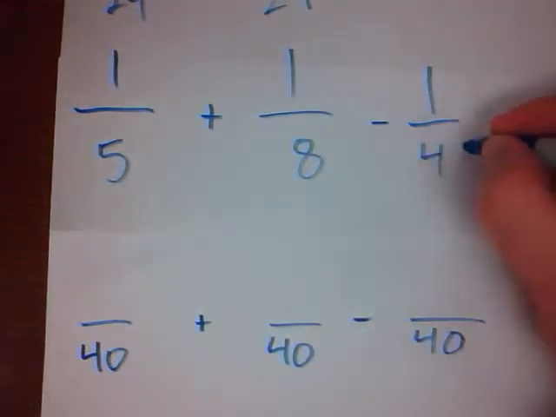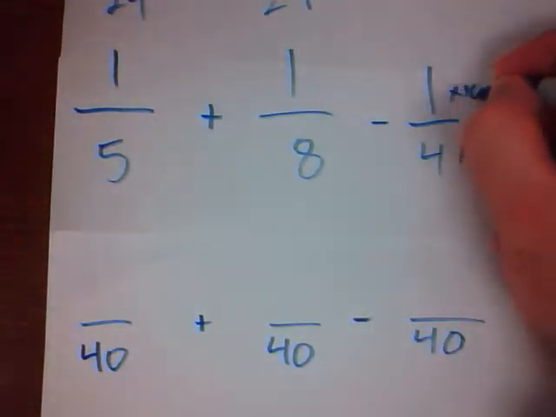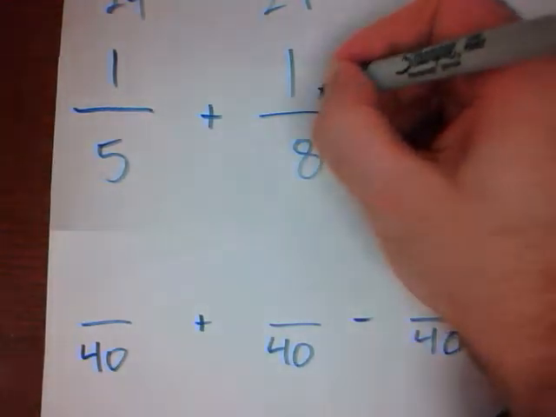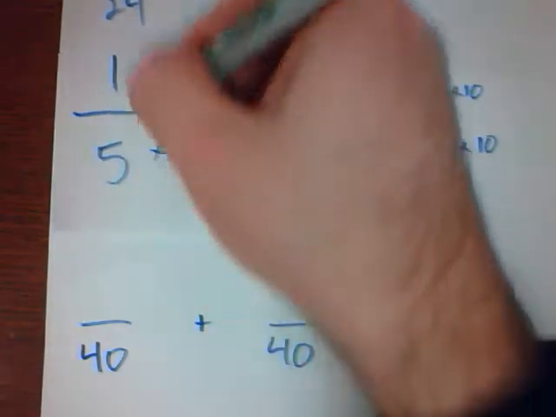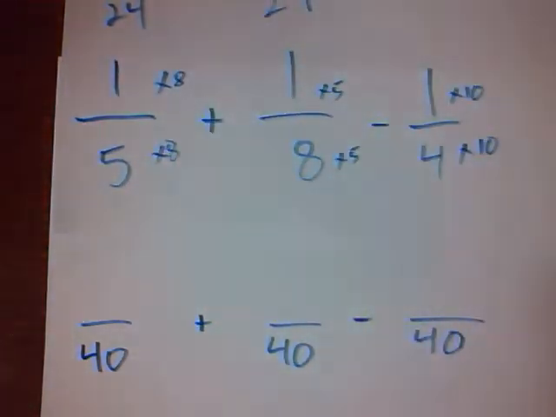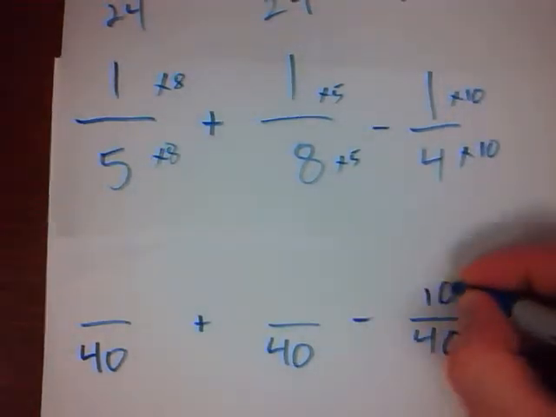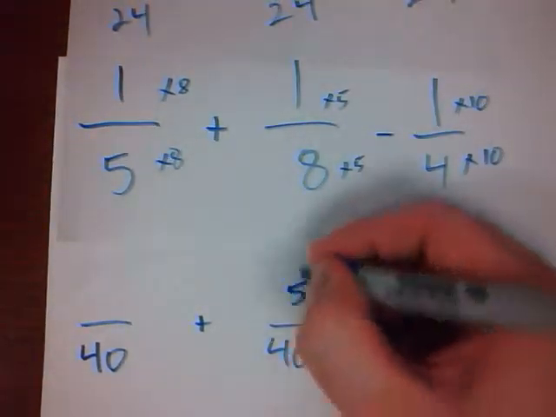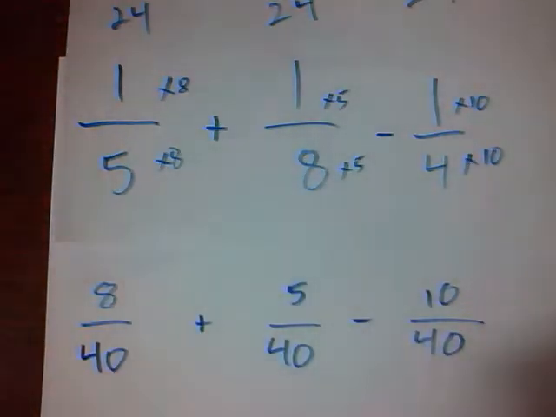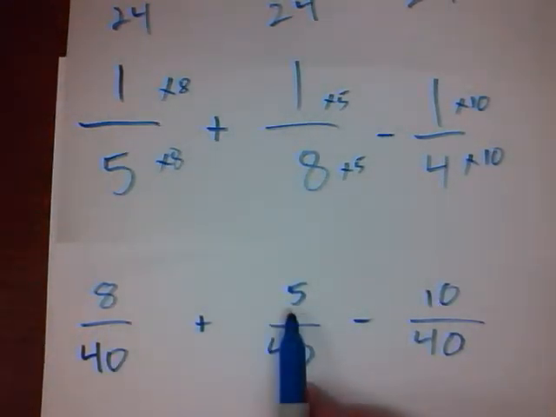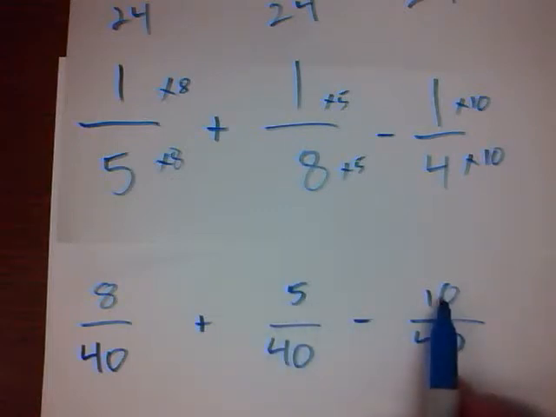So, what do I have to times this by? This is going to get times by 10. This is going to get times by 5. This is going to get times by 8. So, 1 times 10, that's 10. 1 times 5 is 5, and 1 times 8 is 8. So, starting from left, 8 plus 5 is 13, minus 10 gives me 3.